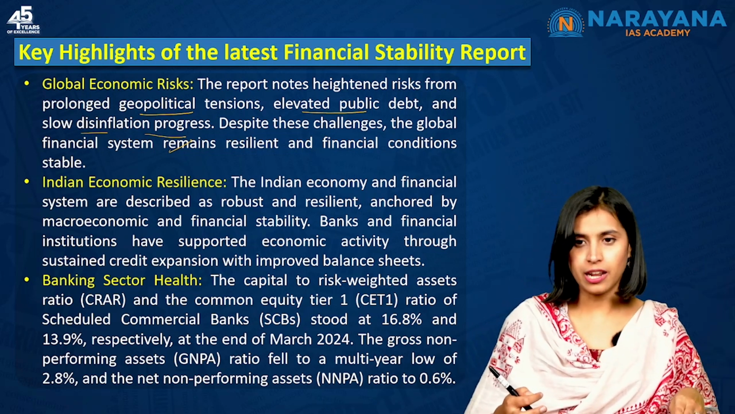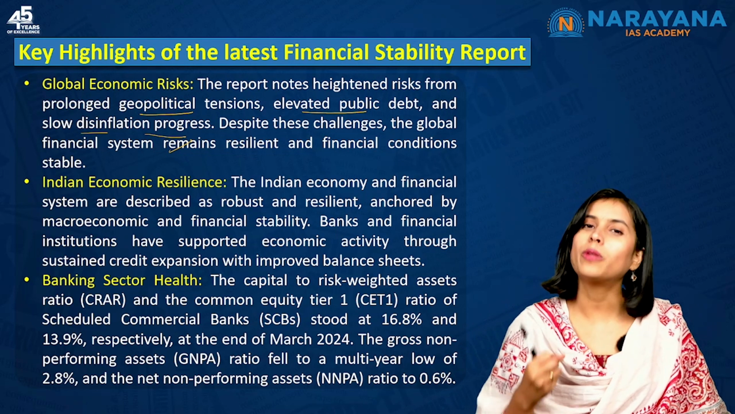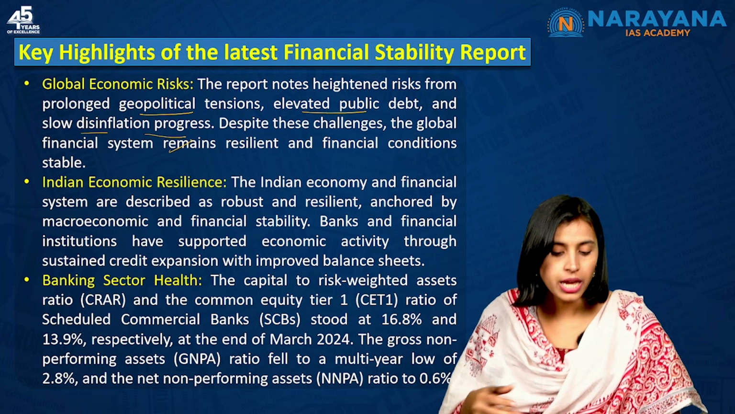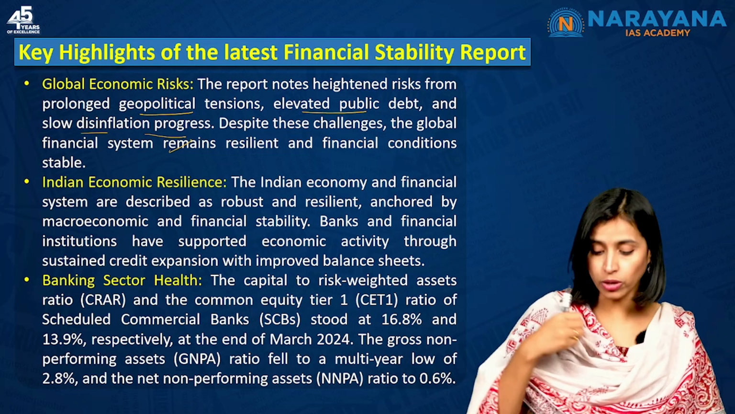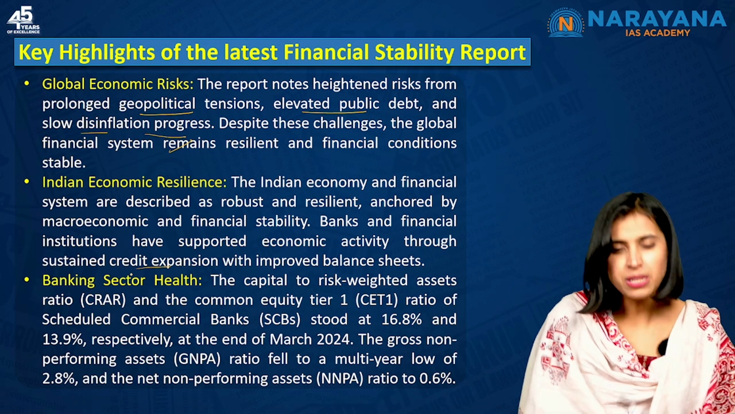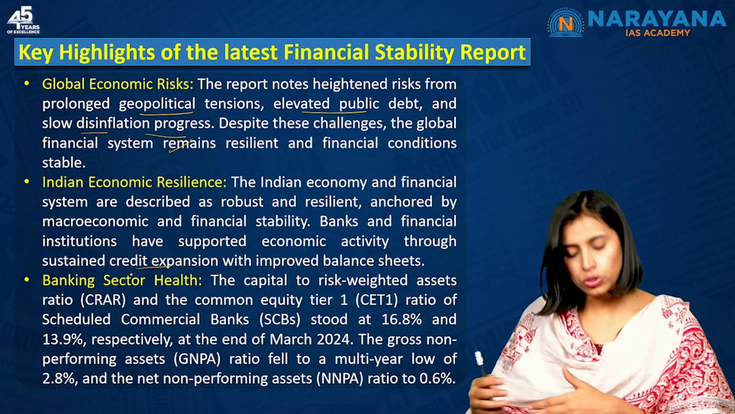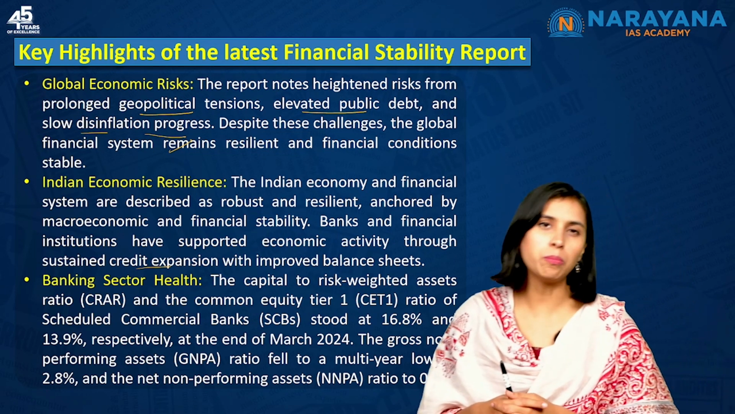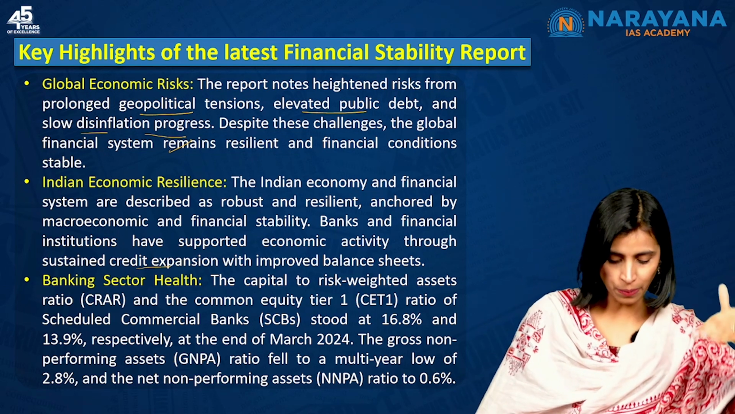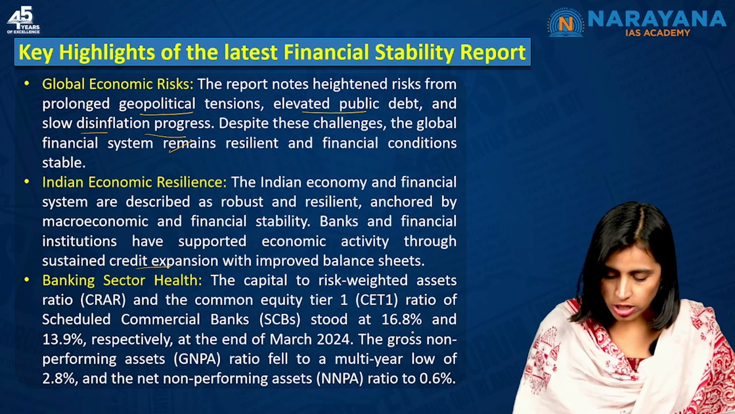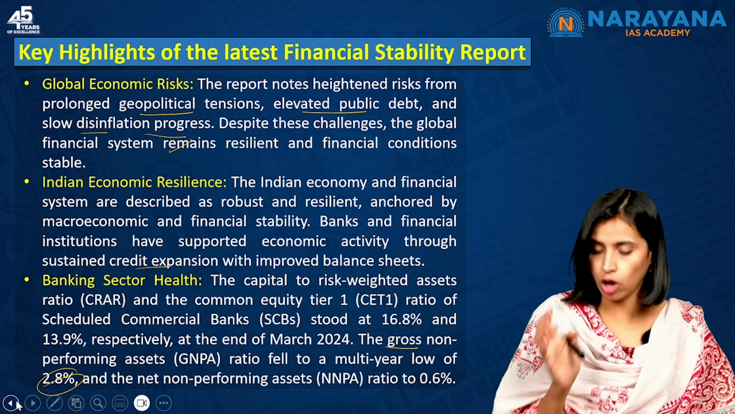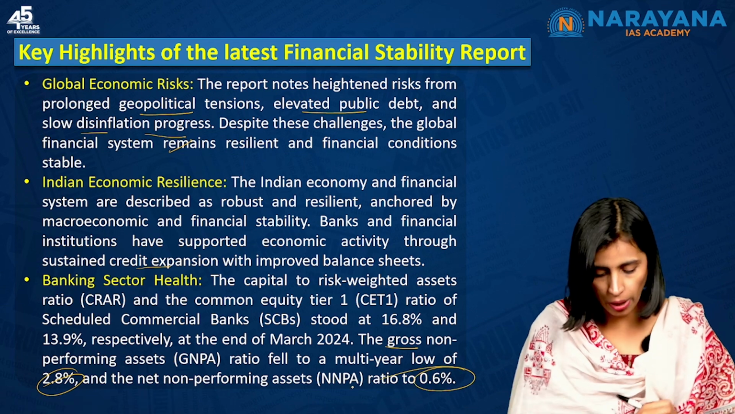Coming to the domestic level, the report says that the Indian economy is overall resilient, its macroeconomic indicators are performing better, and its banks and financial institutions have supported economic activity through sustained credit expansion. That means they are giving enough loans to the various companies, and overall their balance sheets are getting better. It shows how NPA has come down: the gross non-performing asset has come down to the level of 2.8% and the net non-performing asset to the level of 0.6%.